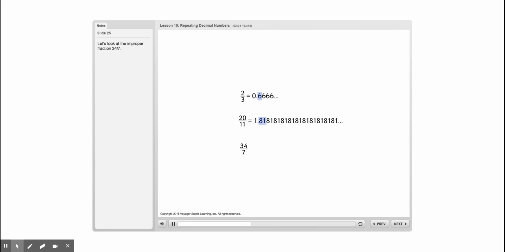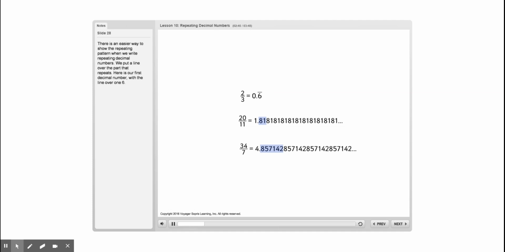Let's look at the improper fraction 34/7. This fraction is equal to a more complex repeating decimal number. Can you see the pattern? In this case, the digits 8, 5, 7, 1, 4, 2 repeat forever.